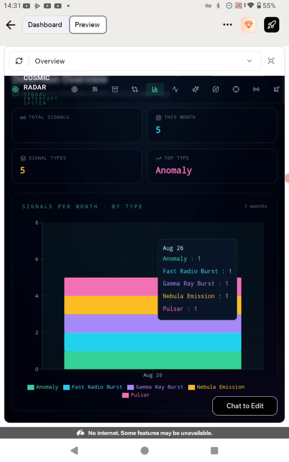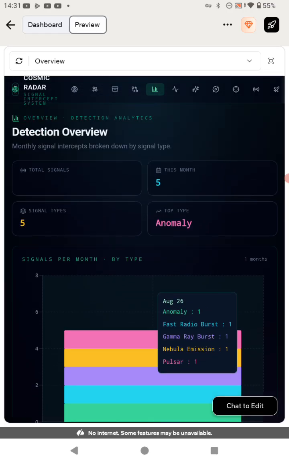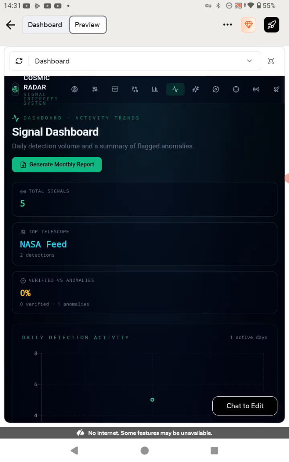Okay, well that's funny. I just scrolled something up and got some more information on August 26th: anomaly 1, radio burst 1, gamma ray burst 1, nebula emission 1, and pulsar 1. So that's interesting. Now we come to our next page. Okay, perfect. Now this is our signal dashboard. Right here you can actually generate your own monthly report, and I believe it will save it as a PDF file.